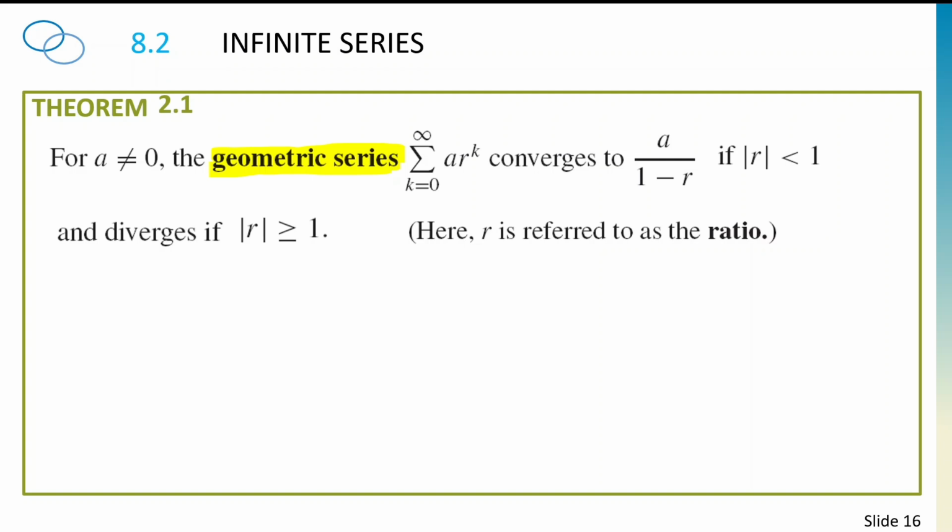Telescoping series, yes, we were able to find what it converges to, but there's no rule. You need to check. For geometric, it's the only one with a rule. Now, how do we see the convergence for a geometric series?